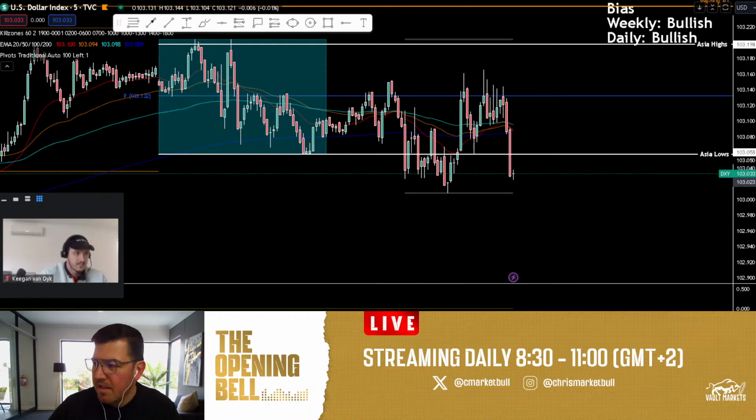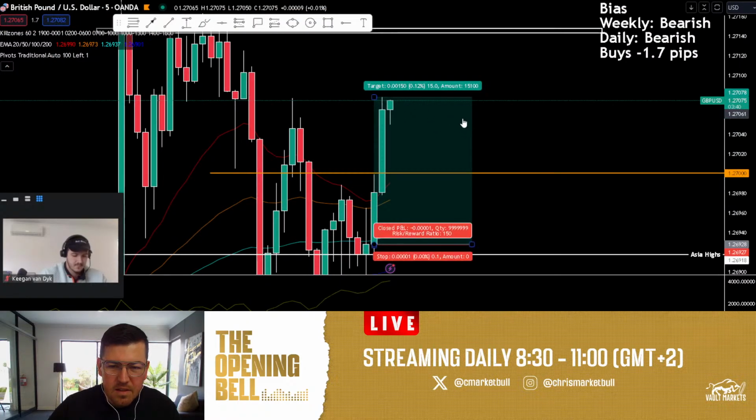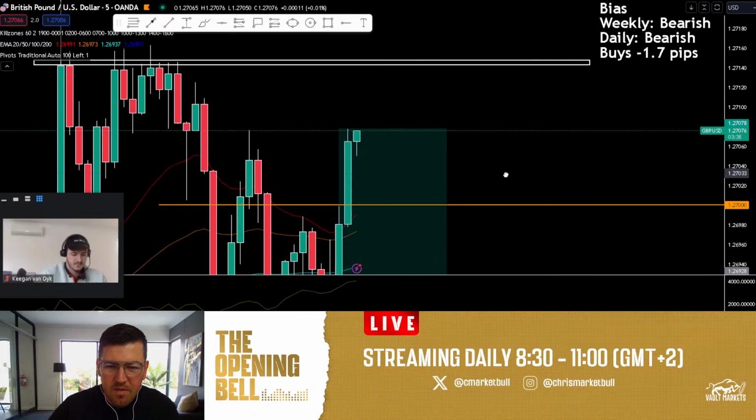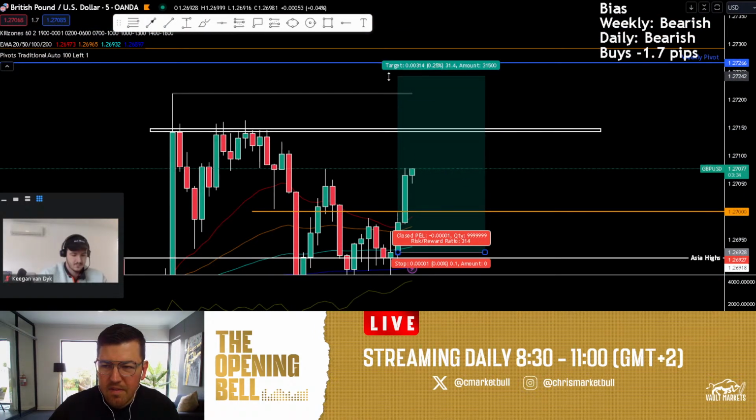DXY breaking the lows right there. GU, if you're still holding, take off 90%, leave your runner. You can set your runner targets to, I would say, 1725. Enjoy it.